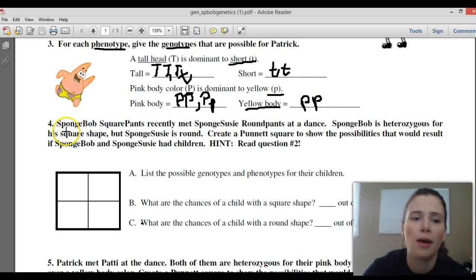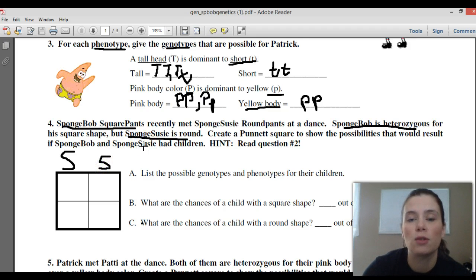Okay, so SpongeBob SquarePants is square, and it says right here he is heterozygous, and Sponge Susie is round. So we know that a heterozygous square shape, we read that up above, would be big S, little s, because it's heterozygous, so it's two different. He was square, that was a dominant trait. While Sponge Susie is round, she's showing a recessive trait. That's her phenotype. Her genotype would be little s, little s. So we cross them.